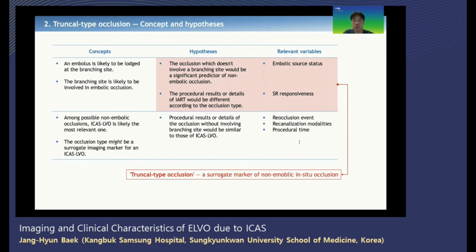occlusion. Also, we hypothesized that endovascular details are different according to the occlusion type. Finally, we thought that the truncal type occlusion can be a surrogate marker of non-embolic, specifically ICAS-related occlusion, and its procedural results and details are very similar to that of ICAS AAFITN.